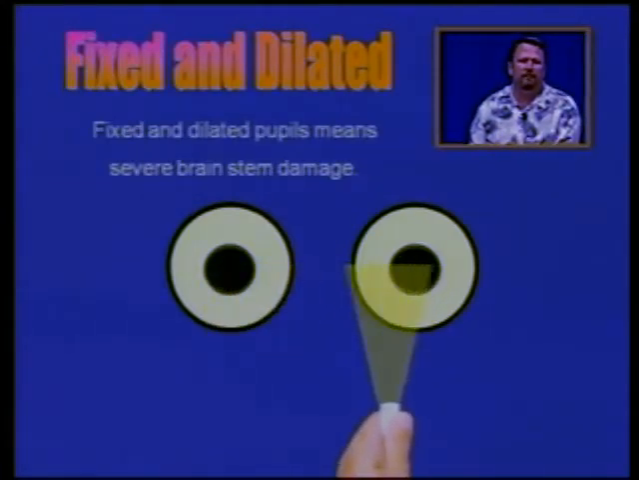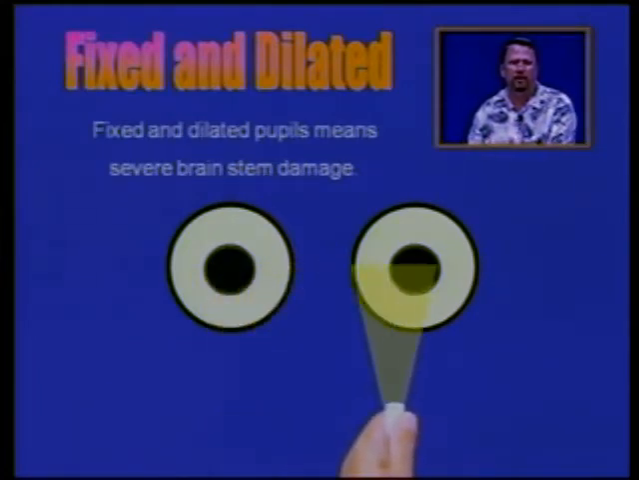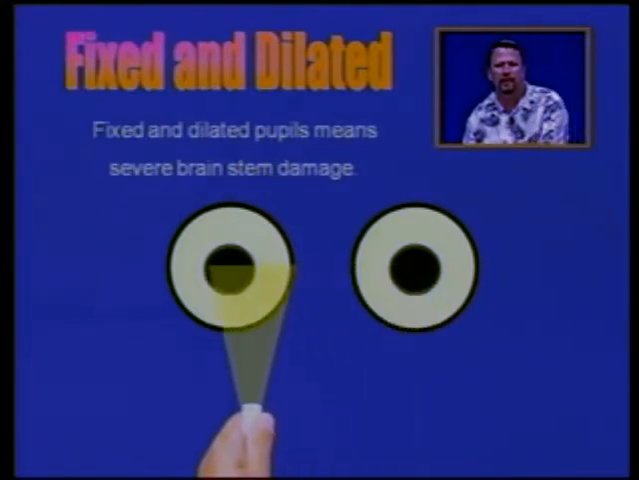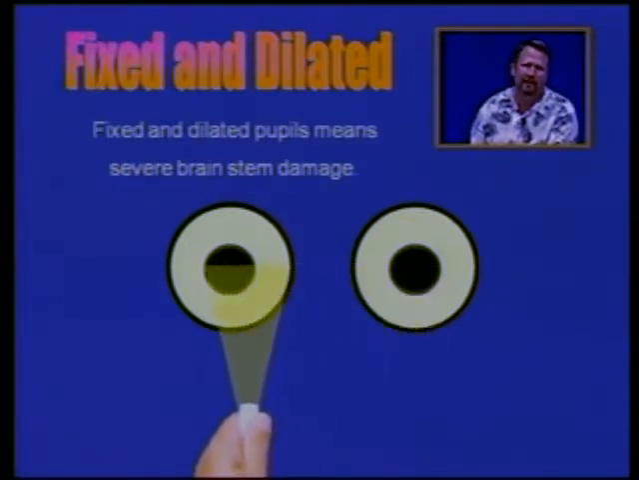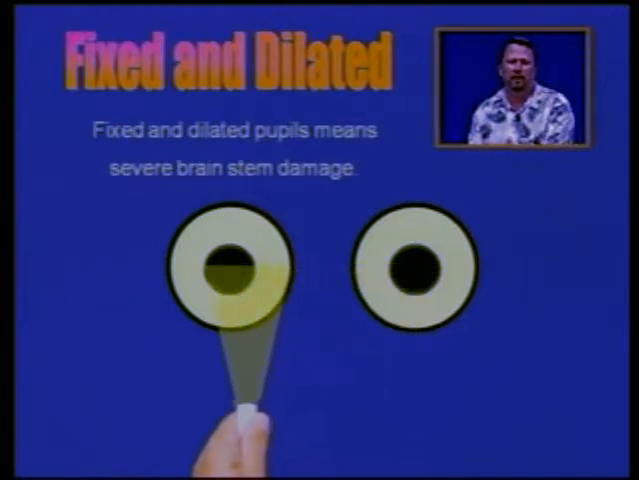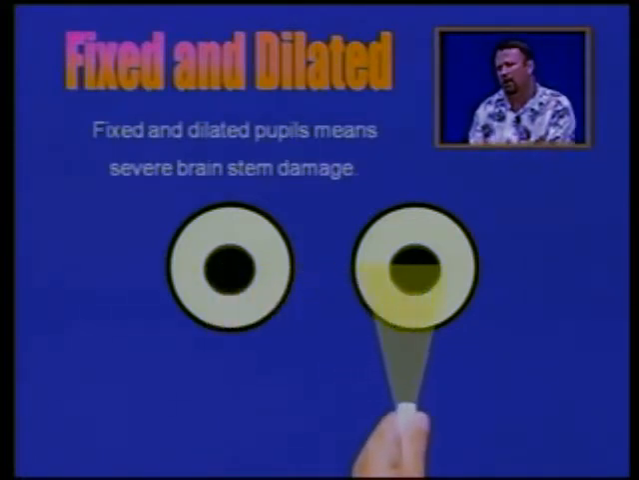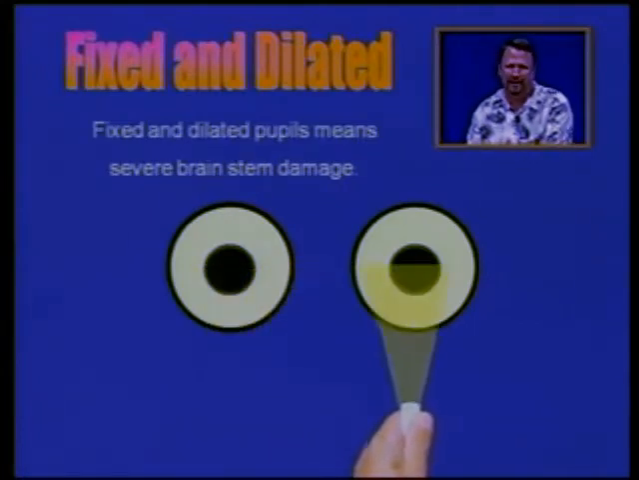So at the bottom is my hand with a flashlight, a little pen light, shining it in people's eyes. And here we see fixed and dilated pupils. Fixed meaning they don't move, dilated meaning they're open. And fixed and dilated pupils means severe brain damage.